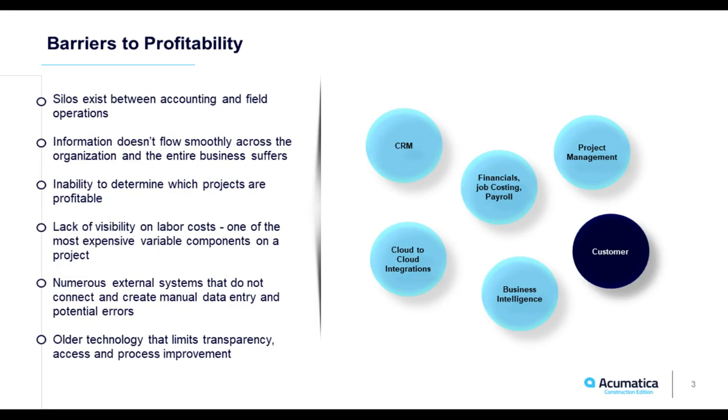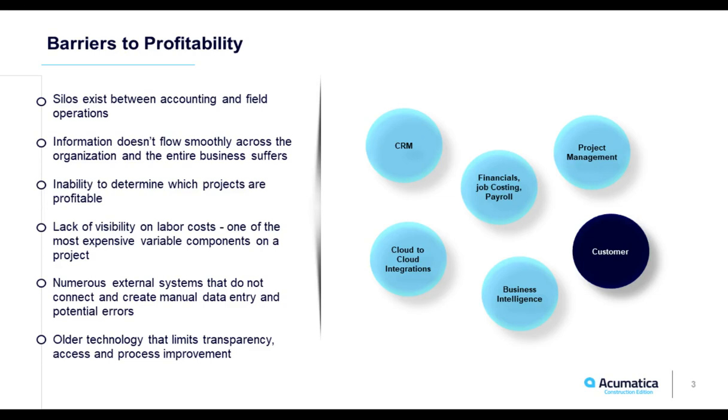So the inability to determine which projects are profitable. You may have to dig through multiple binders and or products to find that information. Where are we from a work in progress perspective? Where are we from a profitability overhead perspective on a project? It really depends on which products you're using and what those barriers are.